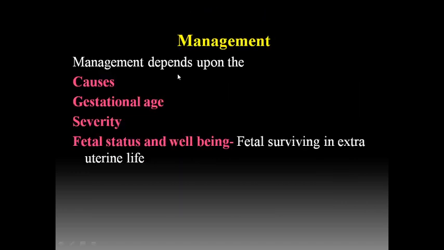Next, moving on to the management. The management will depend upon the causes, gestational age, severity, fetal status and well-being. Okay, we have seen some of the causes, no? So, by concentrating on the causes, we have to give a treatment. For example, I told you in the causes, 50% of oligohydramnios cases will have premature rupture of the membrane. So, in case premature rupture of the membrane is the cause, then we have to treat the premature rupture of the membrane first. Then we have to go for the management of oligohydramnios.